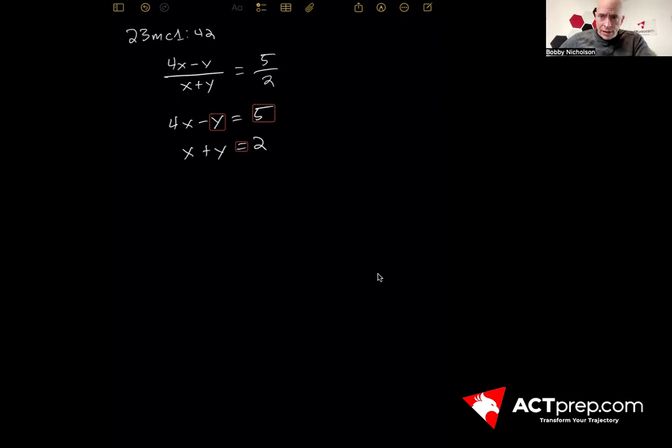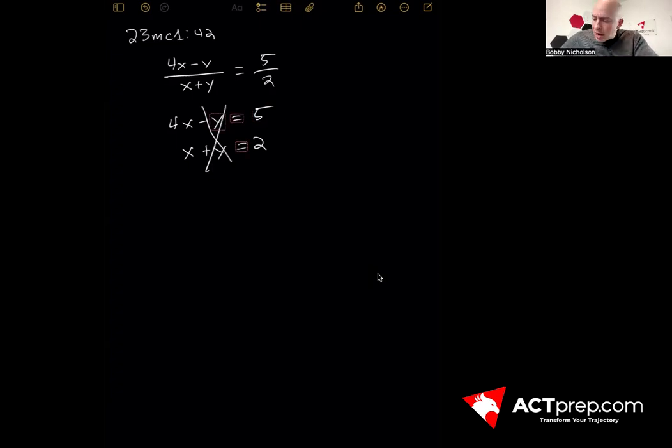Now that we have two lines, we could either do substitution. We could solve for one of the variables and substitute it into the other line, or we can combine these lines. Since the negative y and the positive y nicely cancel out when you combine them, that seems to be a fast route to be able to do this.